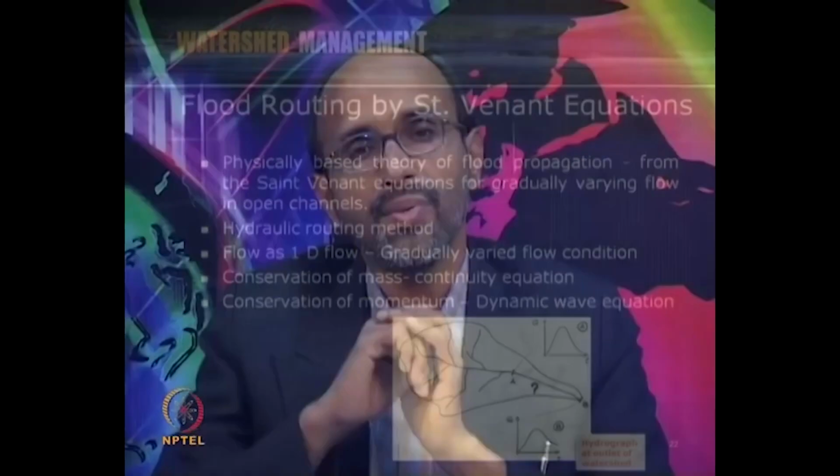Now, before closing today's lecture, we will discuss flood routing. As I mentioned, it can be a distributed approach or a lumped approach. We have already seen the lumped approach for reservoirs based upon the continuity equation, and then for channel routing or river routing, we have seen the Muskingum method. In these we are not considering the spatial variations, so these are called lumped approaches.